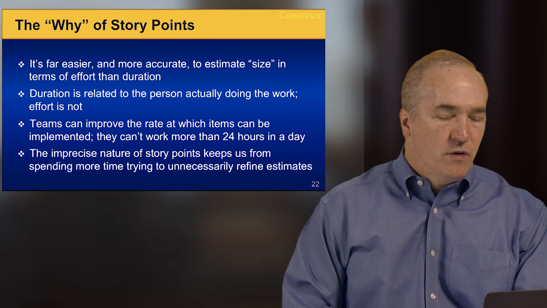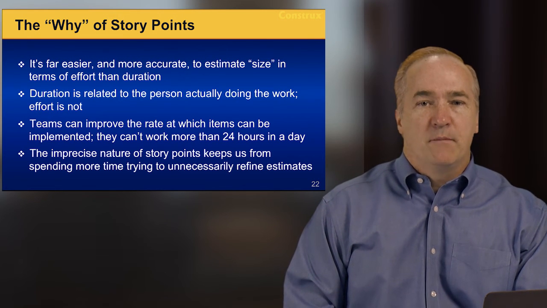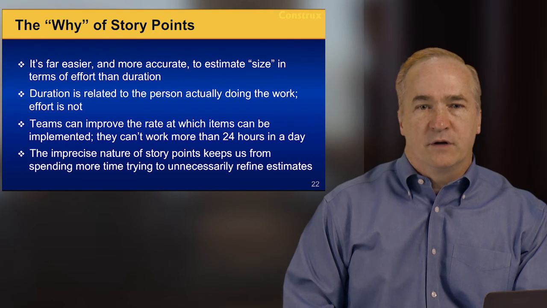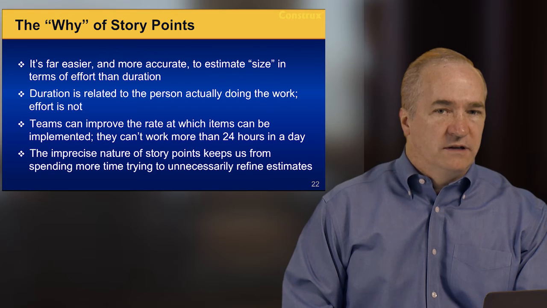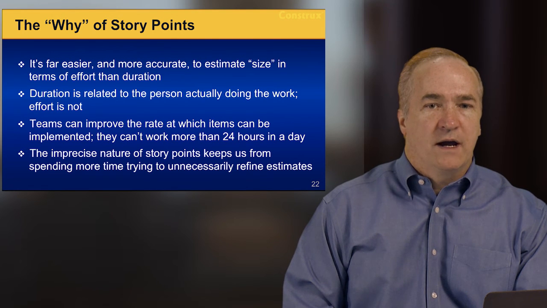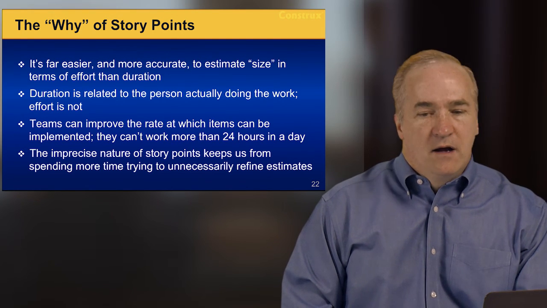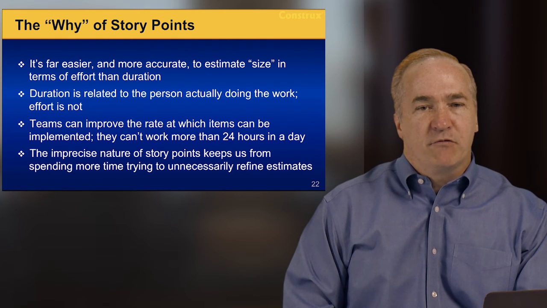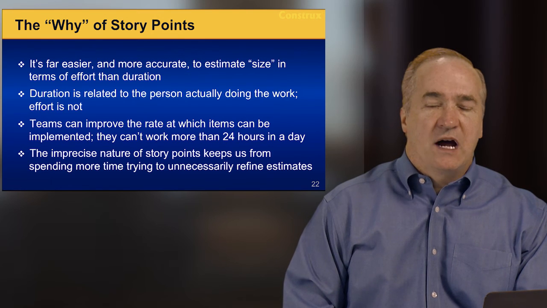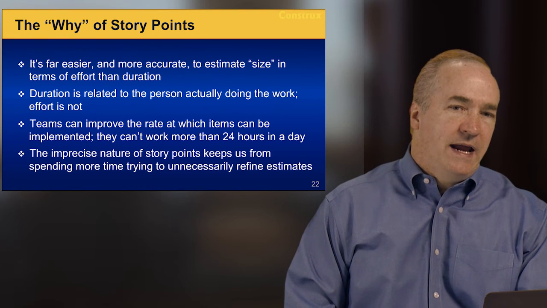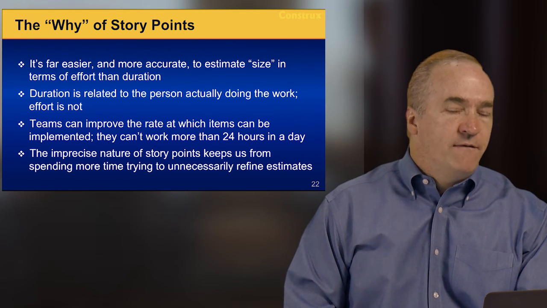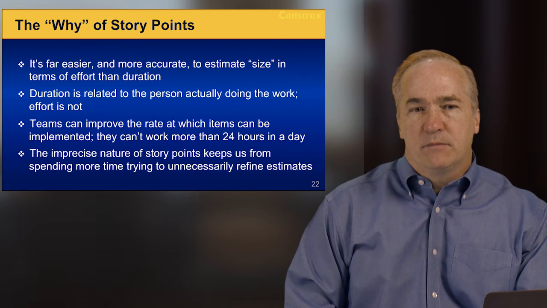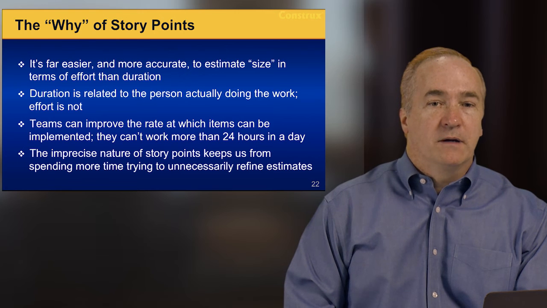Now, why story points? Because it's far easier and more accurate to estimate size in terms of effort than duration, for the reasons we've talked about earlier. Duration also relates to the person actually doing the work, effort does not. So I can go out next to a world-class runner and we can look at a mile, and we can both agree that that is a mile. But when you ask us how long will it take to run it, I might say 8 minutes. The world-class runner might say 4 minutes and 10 seconds. Who's right and who's wrong? The time will depend upon the person running that mile, but a mile is still a mile.